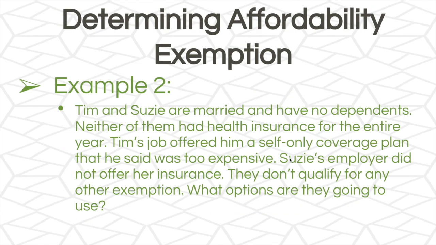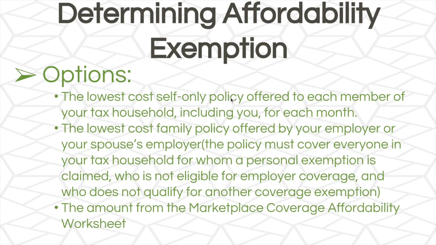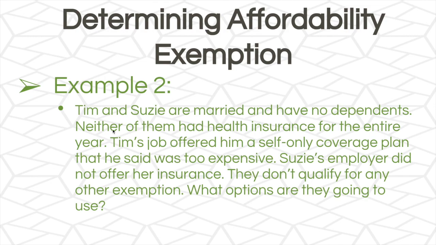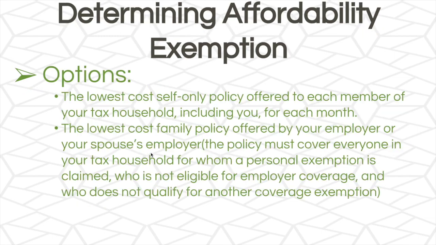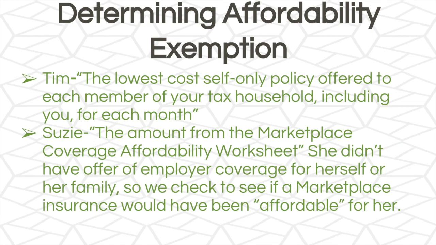And then let's see, Susie's employer did not offer her insurance. What option is she going to use? She did not have the offer of a self-only policy, and she also did not have the offer of a family policy, either through her employer or her spouse's employer. It says he was only offered a self-only plan. It doesn't say that he was offered a family plan that would have covered her. So she's not going to use this one, which means she's going to use the third option. We're going to see if she should have purchased insurance through the marketplace and whether that would have been considered affordable.